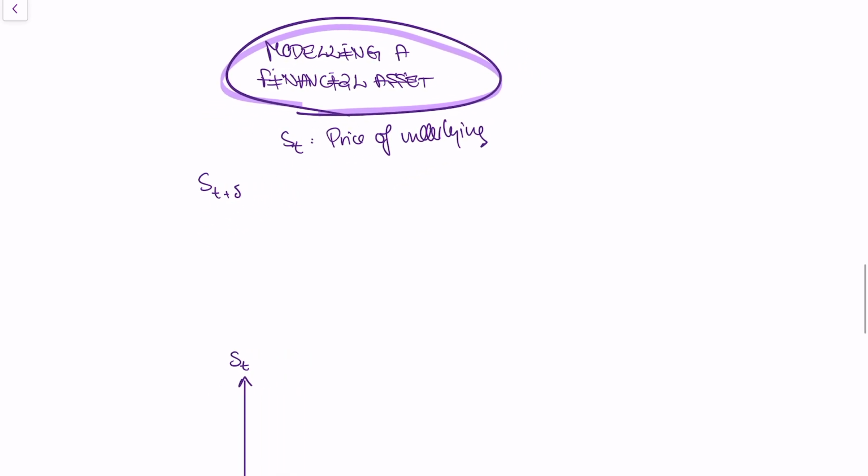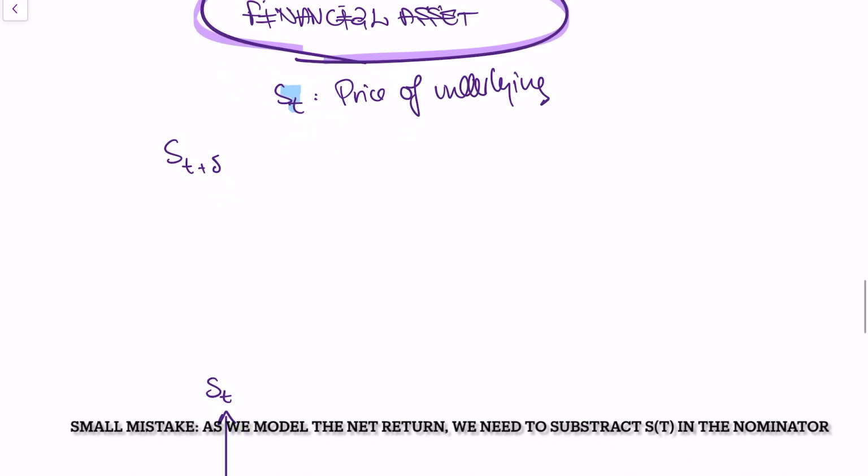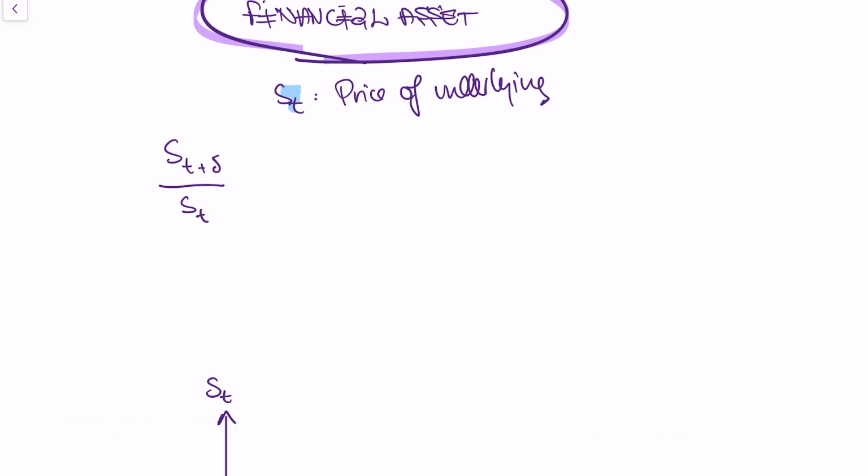I will call S_T the price of the underlying asset, and let's think about how this price actually develops over time. Let's try to think about a small time period. Let's call this small time period delta, and let's think about how this asset evolves over a small time interval. And since it is a risky asset, we would assume that this risky asset gives a return over the small time interval, and the first assumption is that this return is linear in time.